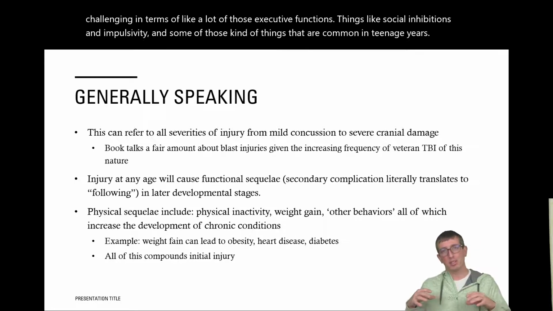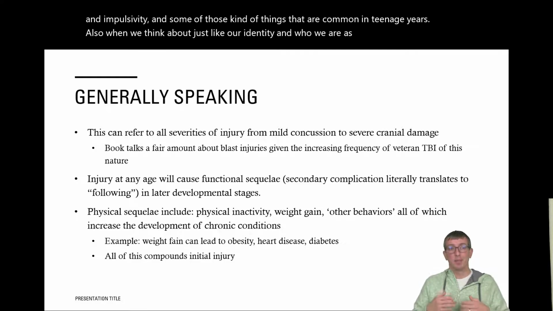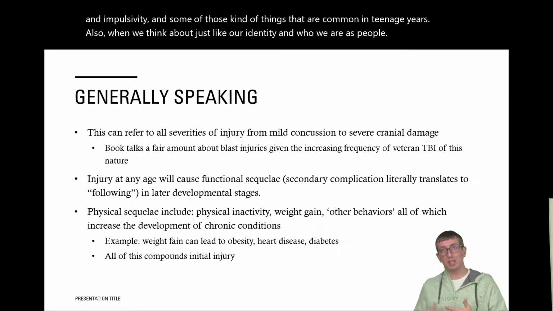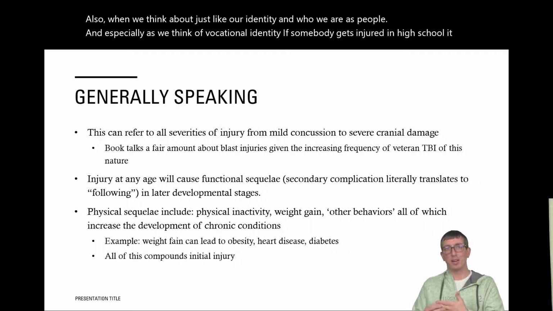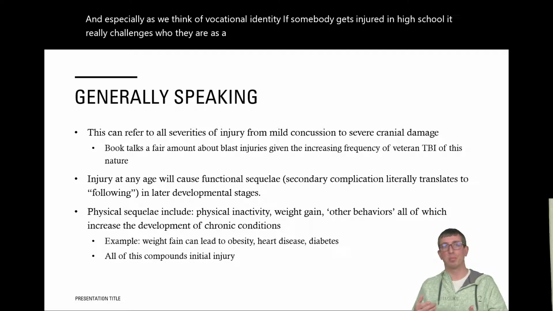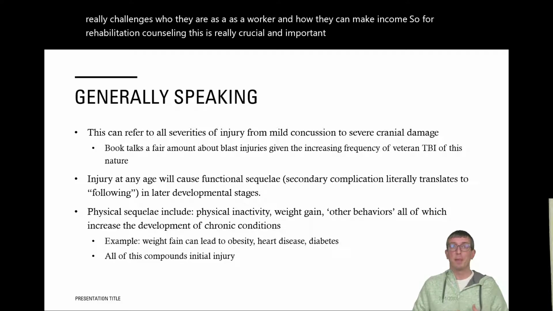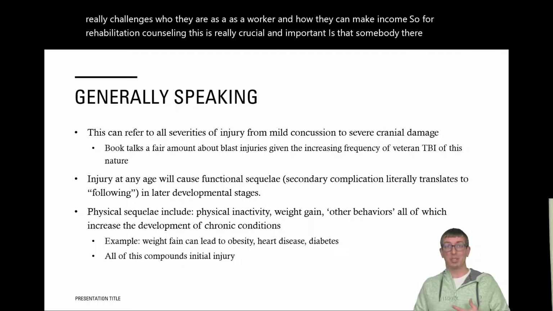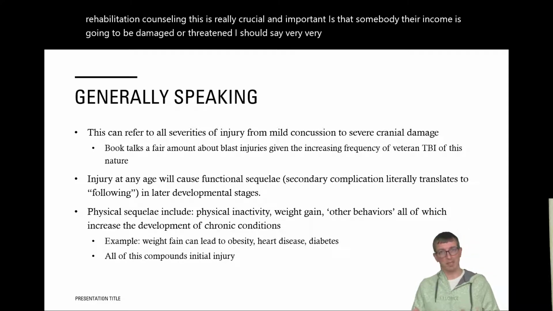Also, when we think about our identity and who we are as people, and especially vocational identity, if somebody gets injured in high school, it really challenges who they are as a worker and how they can make income. So for rehabilitation counseling, this is really crucial: their income is very, very likely to be damaged or threatened if they get injured at that time.